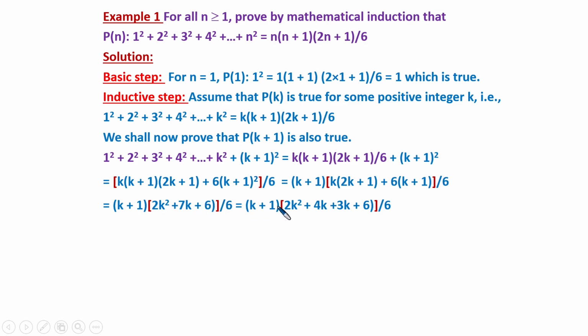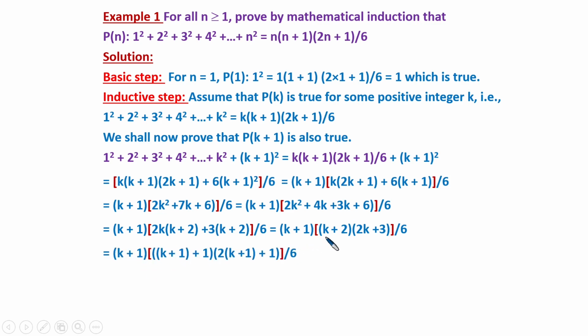Now again I take k plus 1 common, same thing, and I will factorize it, which we have studied in lower class. So I have split this middle term into these two terms. Then see how I have factorized here. This whole expression in the red square bracket is k plus 2 into 2k plus 1. Here I have done it. Just go through it. And now I have just simply rearranged this.